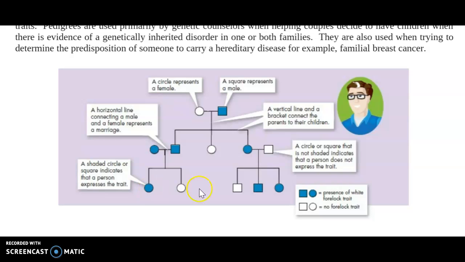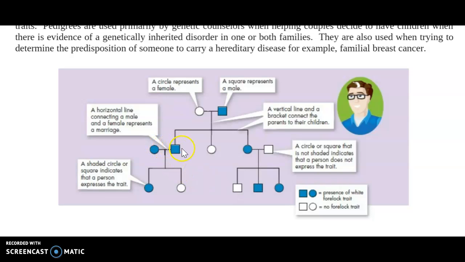In this case, this is for white forelock. You may have seen someone that has a little patch of white in their hair. In this case, this mom did not have the white forelock. This dad did, and they gave birth to 3 children. 2 out of their 3 children have that trait, and this daughter does not. Then this daughter who had the trait married a man without the trait. They had 2 children who have the trait and 1 that does not. Some have the trait, some do not.